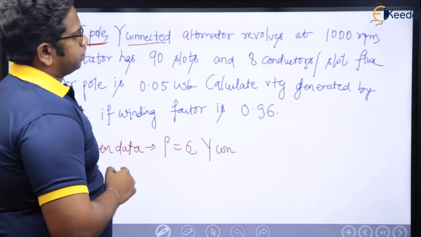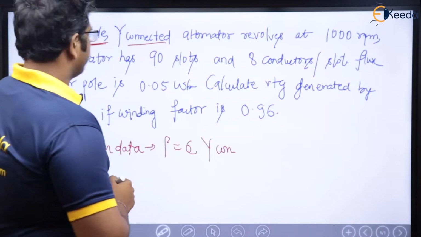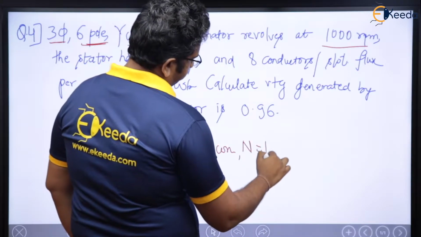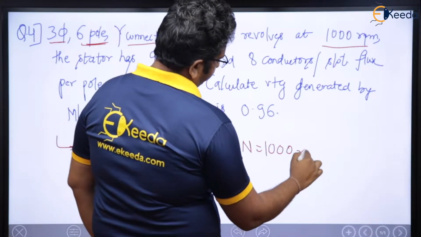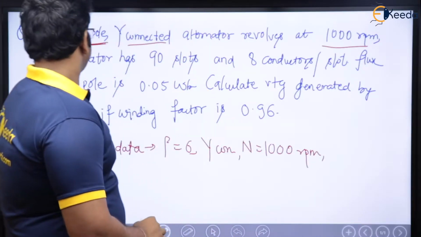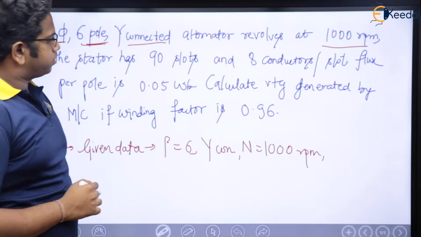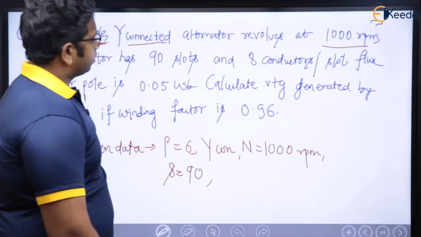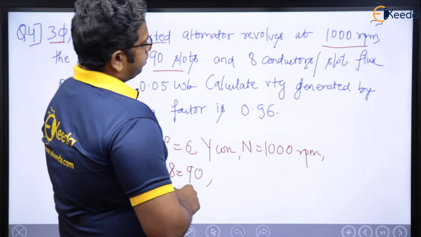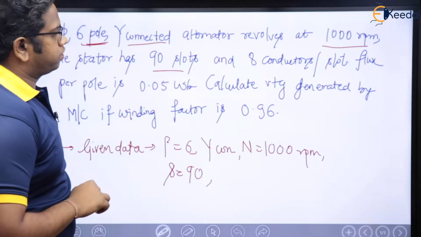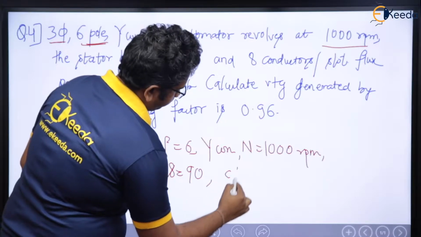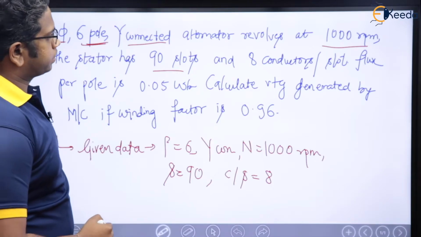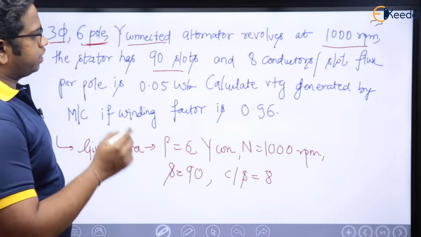Right? Alternator. Revolves at 1000 RPM, which means N is equal to 1000 RPM. The next one given is that the stator has 90 slots. 90 slots means S is equal to 90. And 8 conductors per slot, which means conductors per slot is equal to 8.